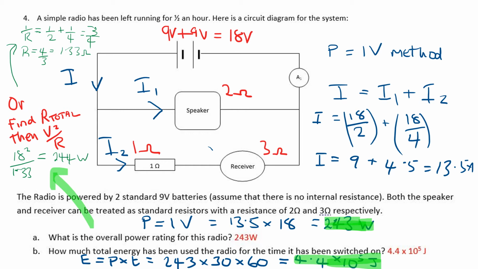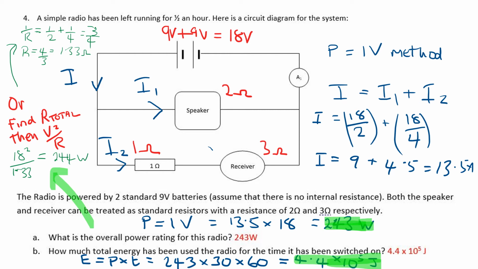And we know that we can find the current through each branch from the potential difference across it divided by the resistance. So I1 equals 18 volts divided by 2 ohms, which is 9 amps. I2 equals 18 volts divided by 4 ohms, which equals 4.5 amps. And we then add those two currents together. 9 plus 4.5 equals 13.5 amps. And then we do P equals I times V. So it's 13.5 amps times 18 volts, which is 243 watts.